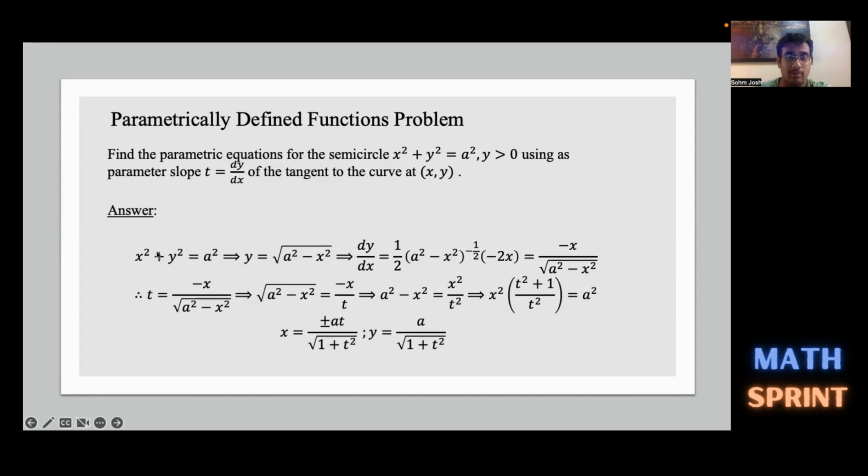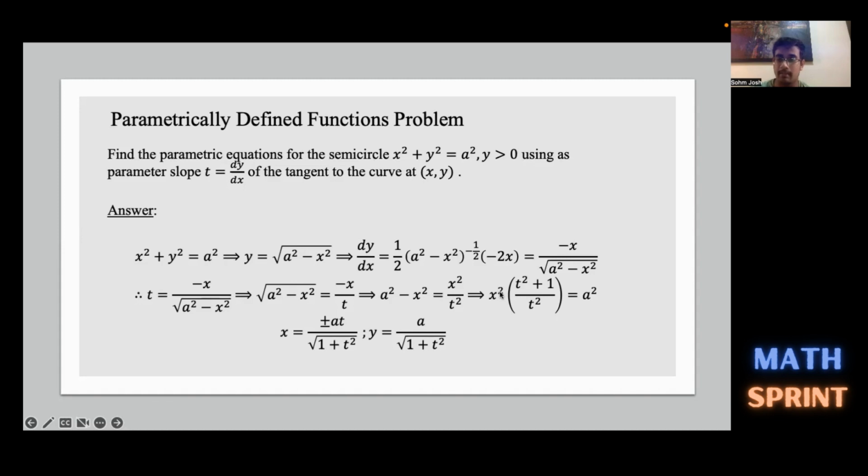We have x squared plus y squared is equal to a squared. So since y is greater than 0, we can say that y is equal to the square root of a squared minus x squared. Then we differentiate y with respect to x. And since it's given that t is equal to dy by dx, we just substitute dy by dx with t to get t is equal to minus x by the square root of a squared minus x squared.